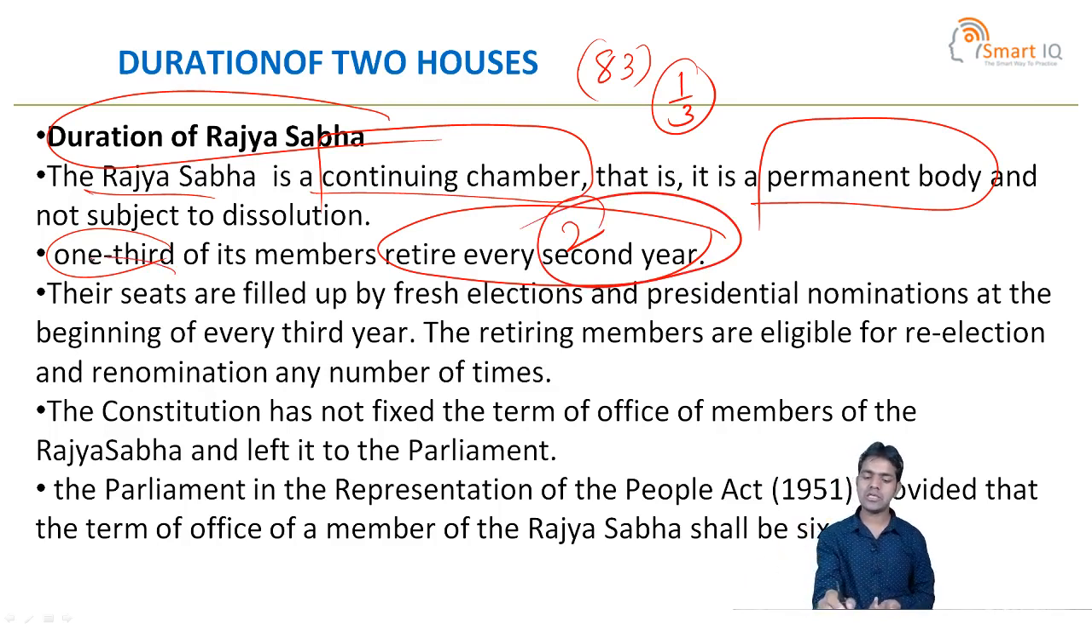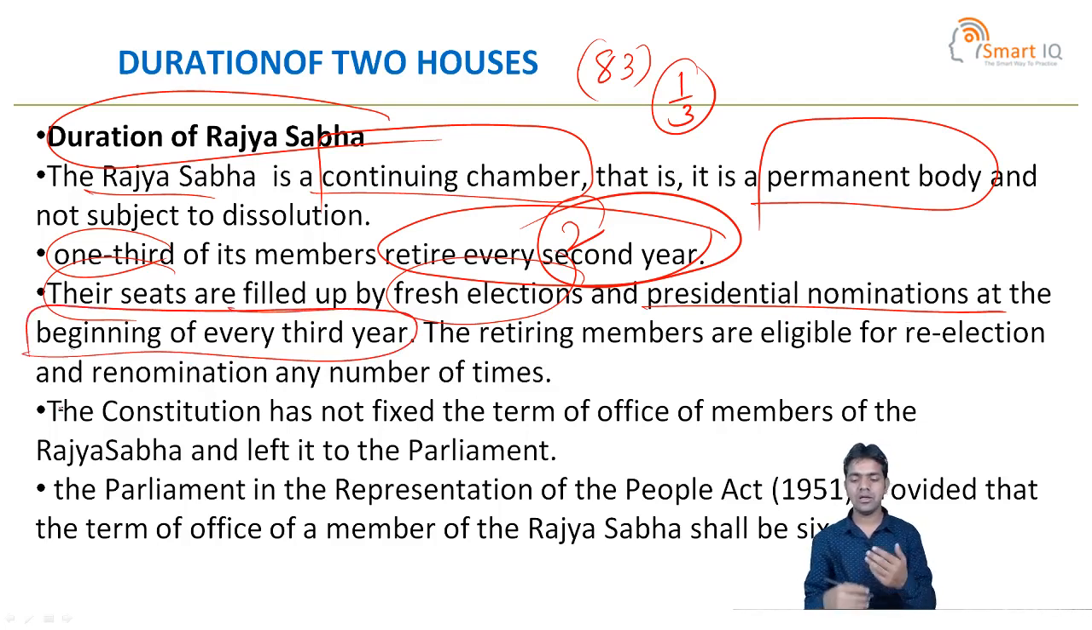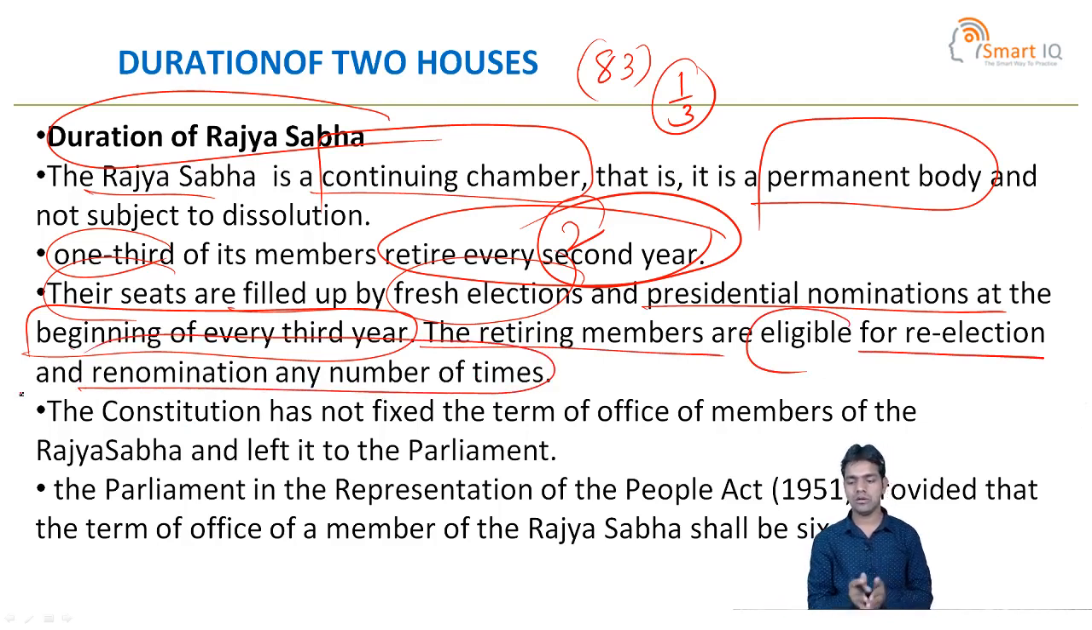Their seats are filled by fresh elections and presidential nomination at the beginning of every third year. Every second year, one third of its members retire. The retiring members are eligible for re-election and renomination any number of times. Very important: the retired elected and nominated members of the Rajya Sabha are also eligible for re-election or re-nomination.